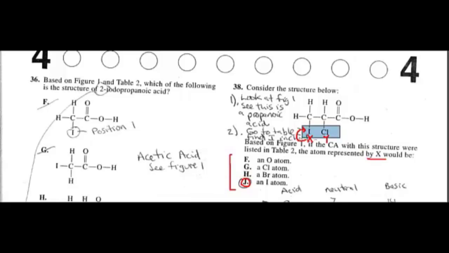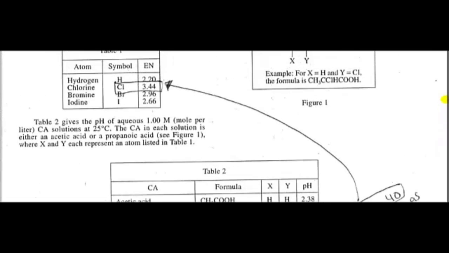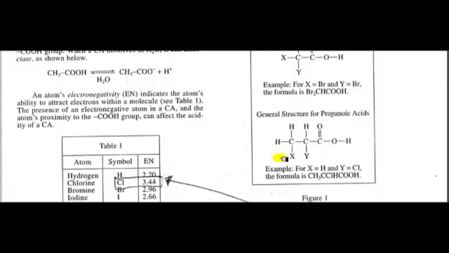Once again, remember, once you identify this as a propanic acid, because the structure has HHO on the top, then you notice a propanic acid will have an X and a Y group in position number 1 and position 2. Then you simply plug in what the values are for your X and Y. Your X value would be the iodine and the Y value would be the chlorine. Once again, take a look at figure number 1 and you'll see the X and Y values are here. X position 1, Y position 2.